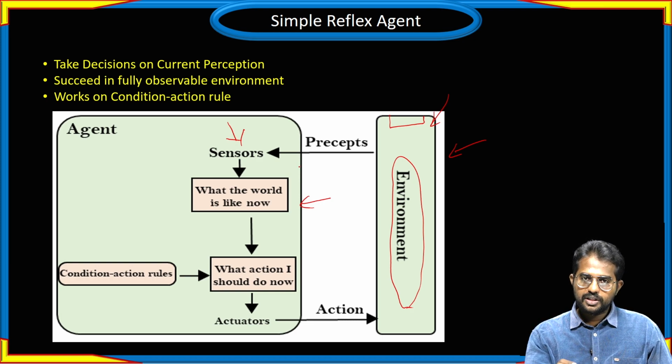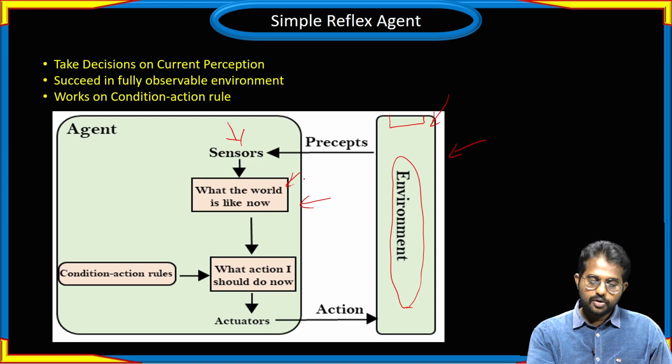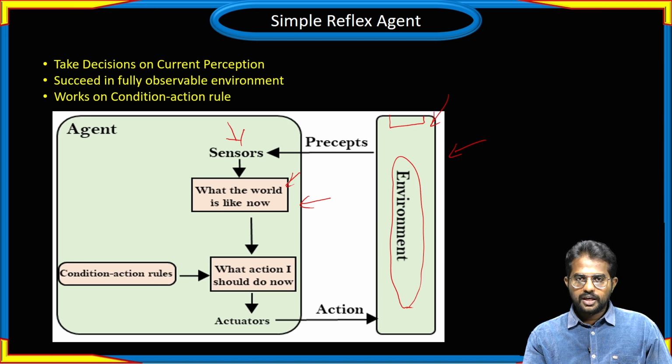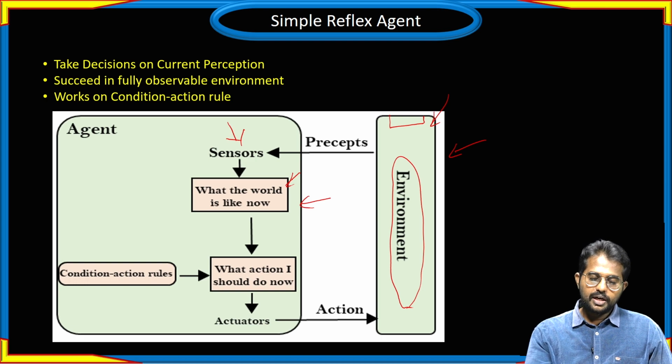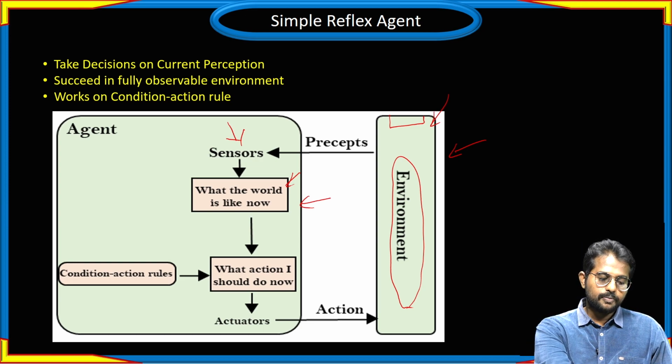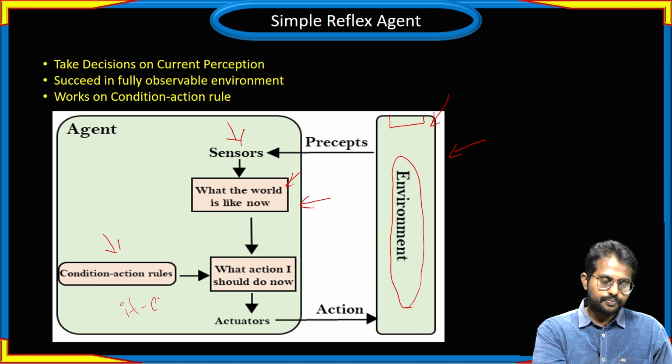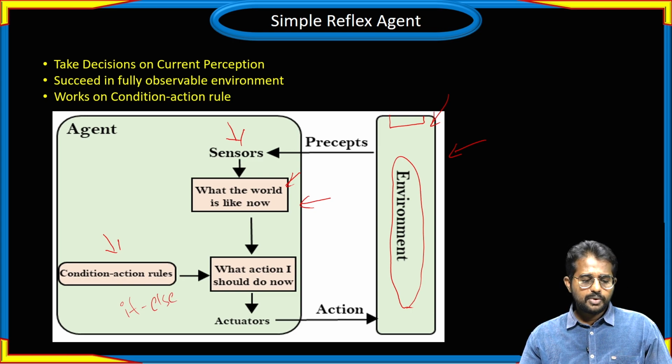What is happening in this environment? It can be answered with this question: what the world is like now. This is the phase where we are thinking based on the current perception data. We are thinking about the state of the environment: is the particular room having a temperature greater than 45? Using the decision, we have to take an action. To take an action, it needs some condition action rules. These are nothing but simple if else rules.